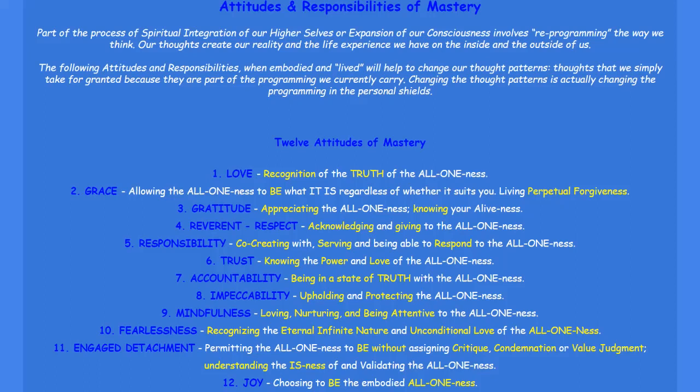12 attitudes of mastery: love, grace, gratitude, reverence, respect, responsibility, trust, accountability, impeccability, mindfulness, fearlessness, engaged detachment, and joy. Actually, there's 15 attitudes of mastery. When this knowledge was shared, there were only 12 available. But with the recent teaching from the Tantra teaching from the Yeshua, I say I need three more.